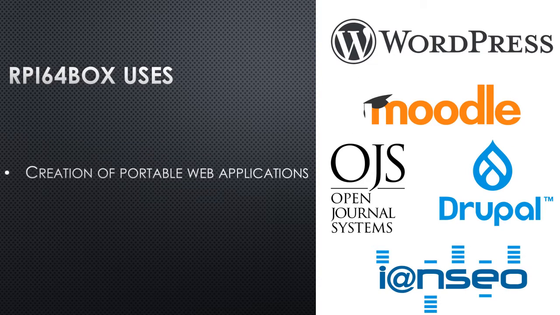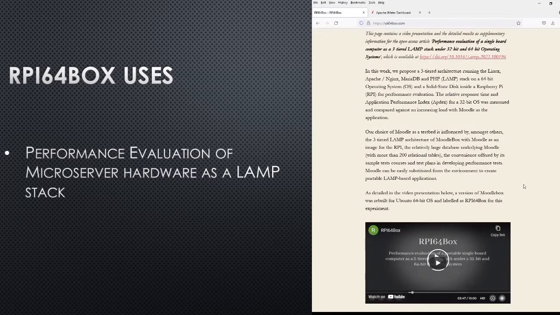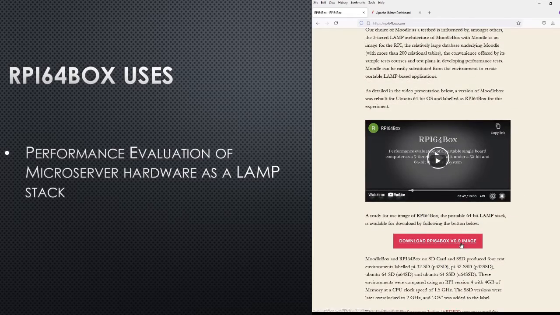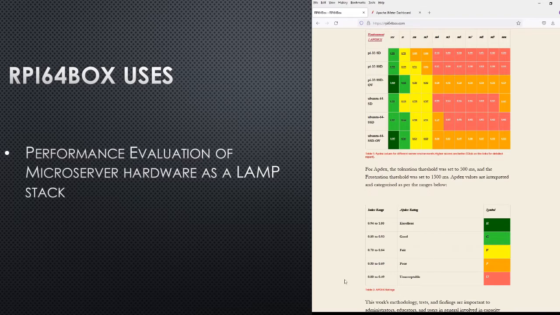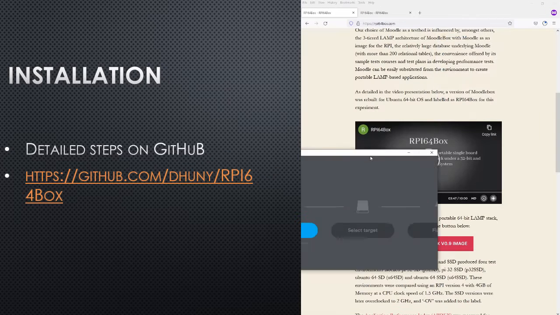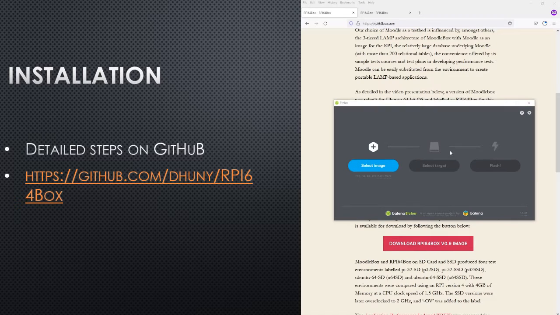It can be used for the creation of portable web apps similar to the ones shown on the right, and for performance evaluation of microserver hardware as a LAMP-based web server. To get started with RPI64Box, follow the steps available on the Git repository.